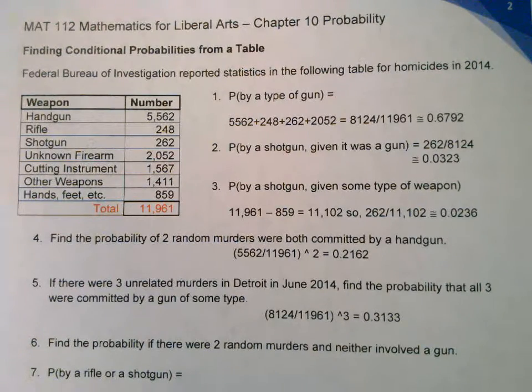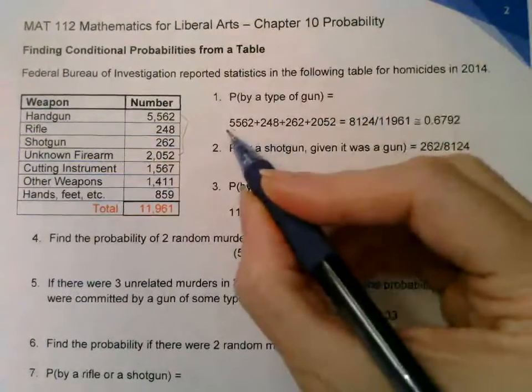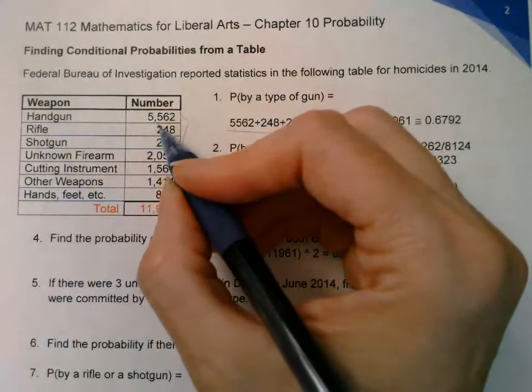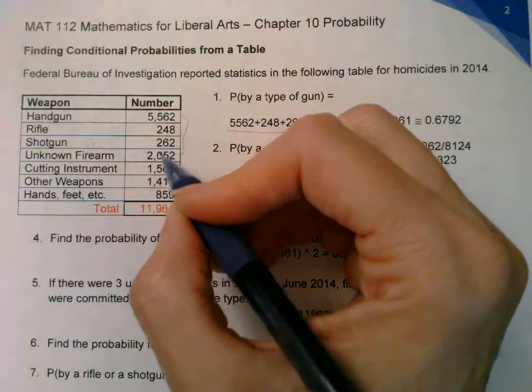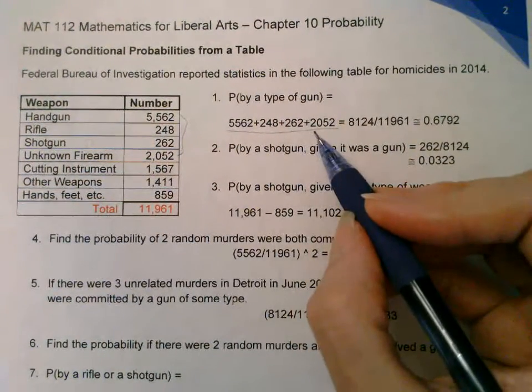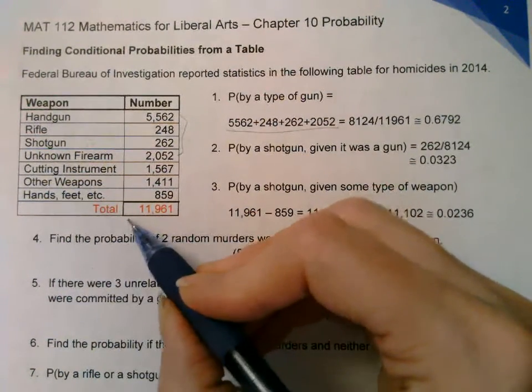let's see, gun, so any type of gun, unknown firearm, so that is these four added together. It's a handgun or a rifle or a shotgun or a firearm. So remember, ors, we're adding them together. These are frequencies. This is the total frequency at the bottom.